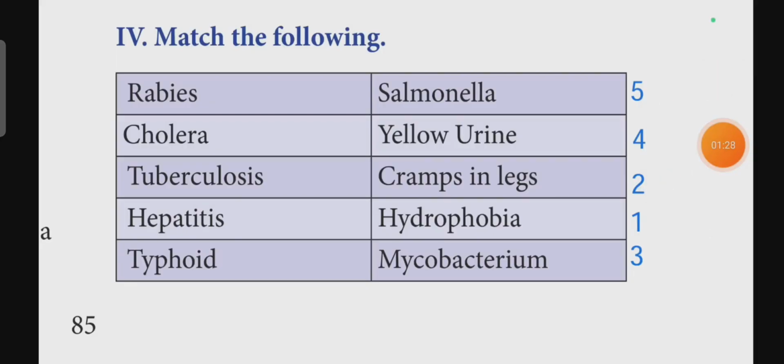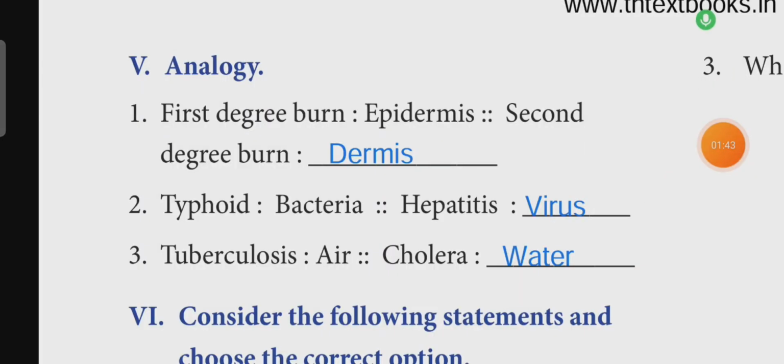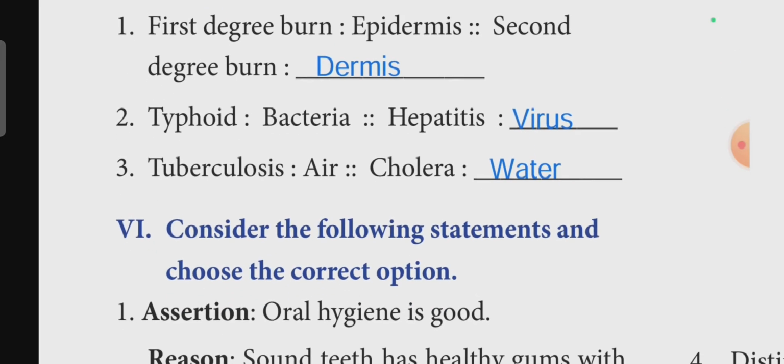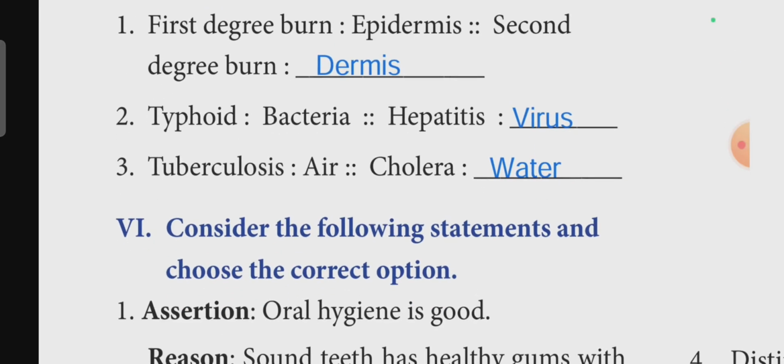Next, fourth Roman, match the following. Rabies, hydrophobia. Cholera, cramps in legs. Tuberculosis, Mycobacterium. Hepatitis, yellow urine. Typhoid, salmonella. Next, fifth Roman, analogy. First one, first degree burn, epidermis; second degree burn, dermis. Typhoid, bacteria. Hepatitis, virus. Tuberculosis, air. Cholera, water.